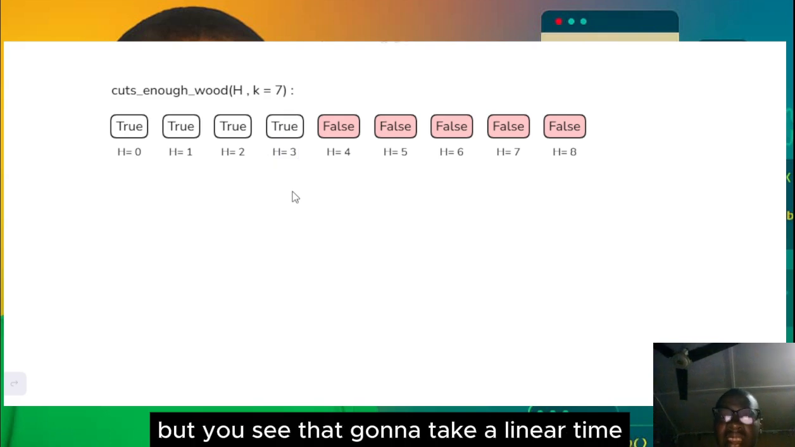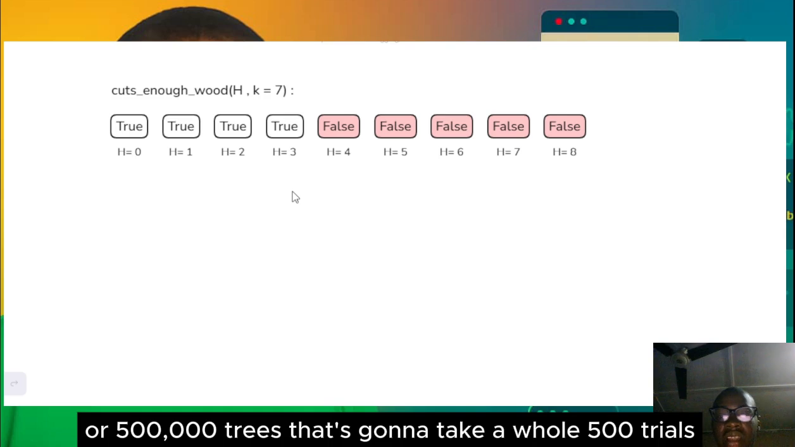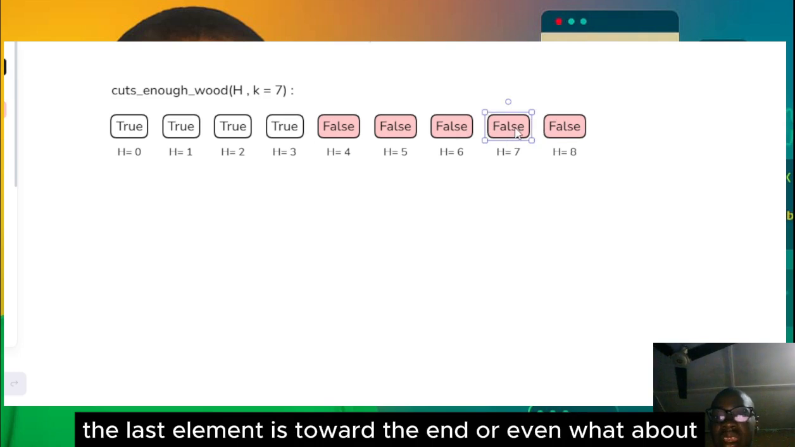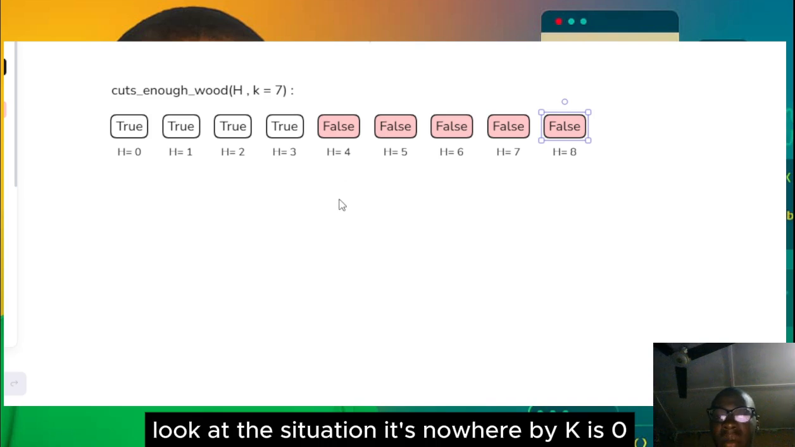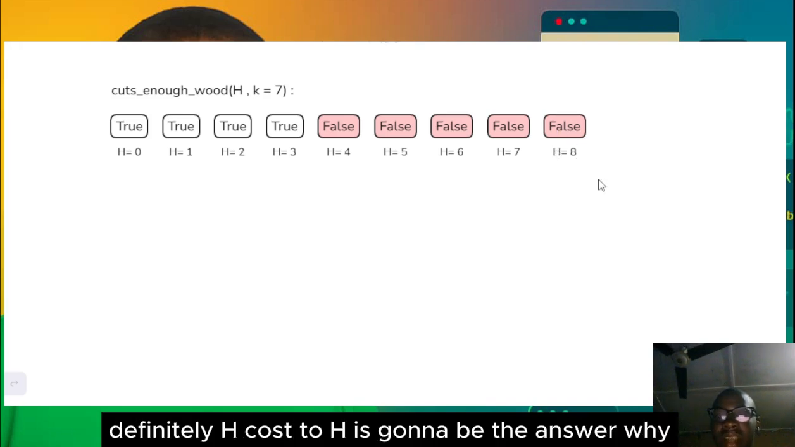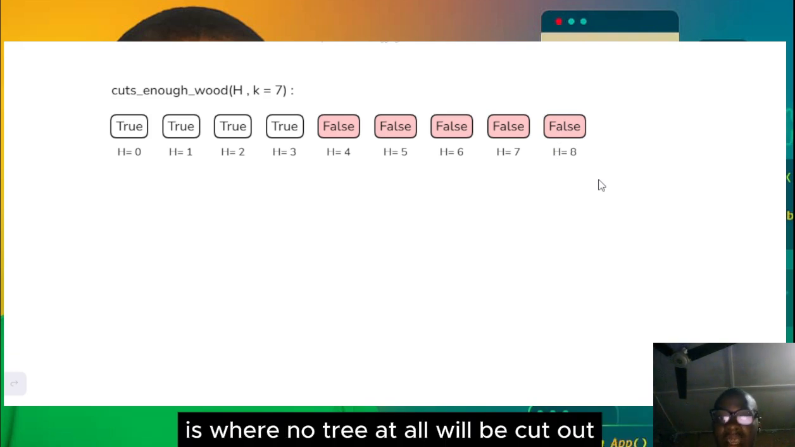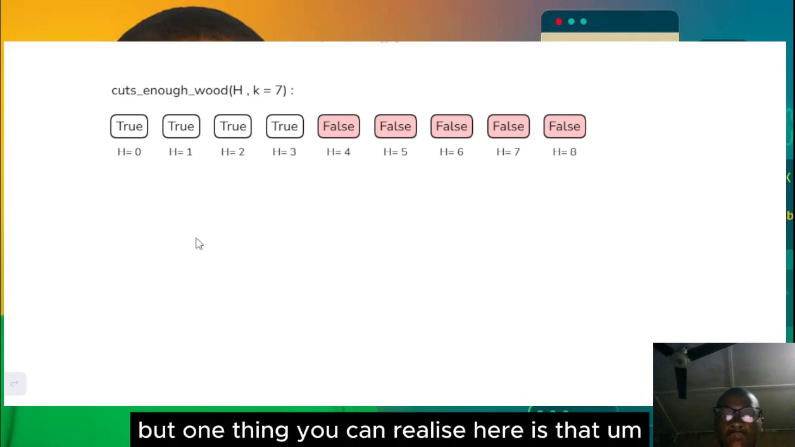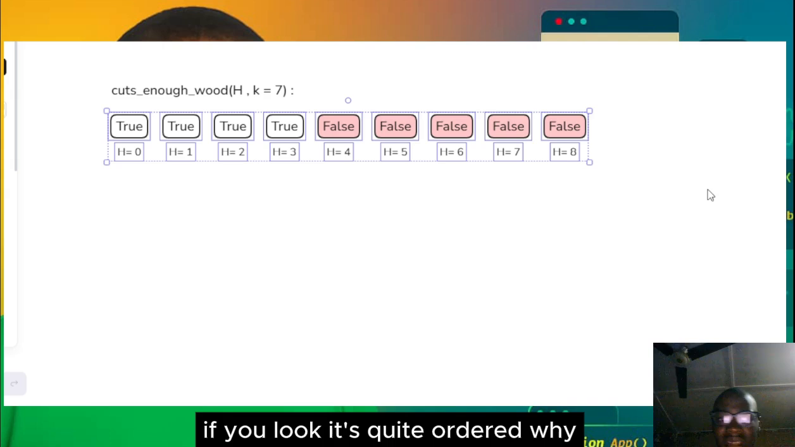But you see, that's going to take linear time. Let's talk about when we have a length of trees like 1 million trees or 500,000 trees. That's going to take a whole 500,000 trials. And what if the last element is toward the end, or even what about if k is 0? Look at a scenario where k is 0. Definitely h equals 8 is going to be the answer. Why? Because at the top of the highest tree is where no tree at all will be cut. So imagine you have to loop through the whole length of the array. But one thing we can realize here is that this particular data is ordered. If you look, it's quite ordered.